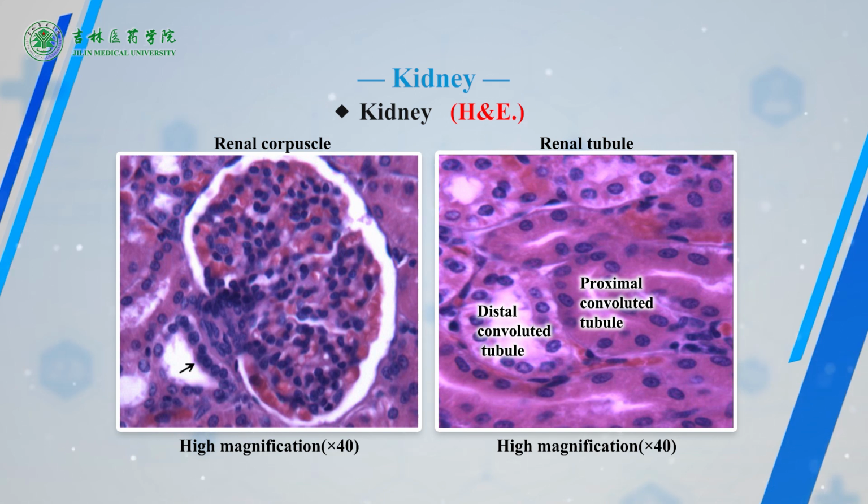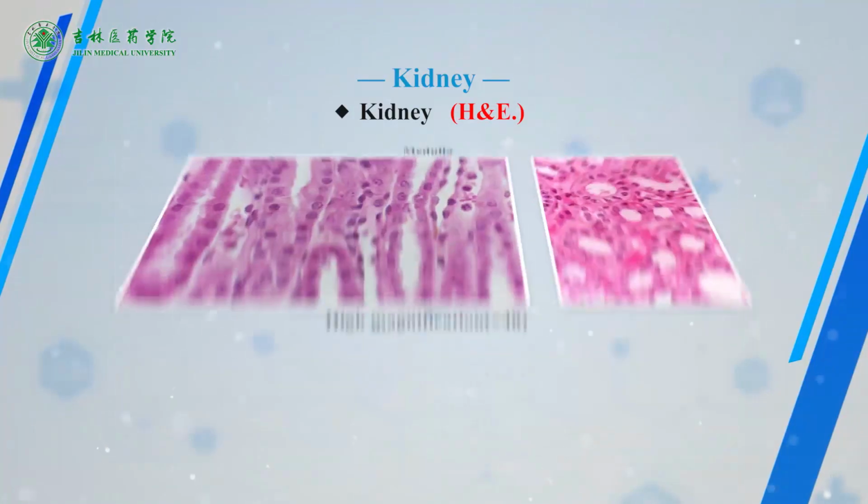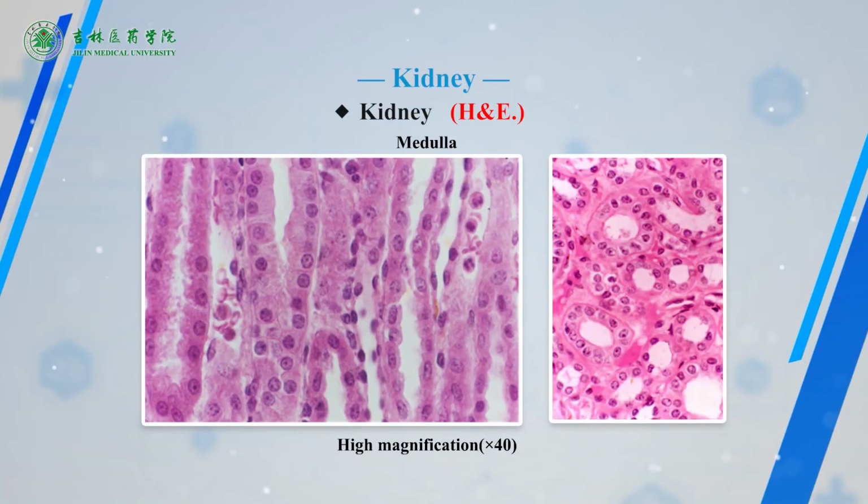Look for the distal convoluted tubule next to the vascular pole of the renal corpuscle carefully. Sometimes the distal tubule cells closest to the renal corpuscle change into columnar epithelial cells, arranged compactly and orderly. That's the macula densa the arrow indicates. The medulla is chiefly composed of collecting tubules and the thin part of Henle's loop.